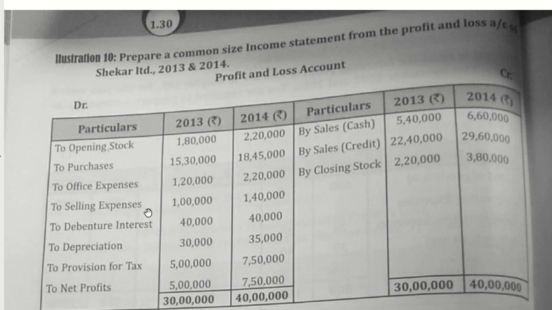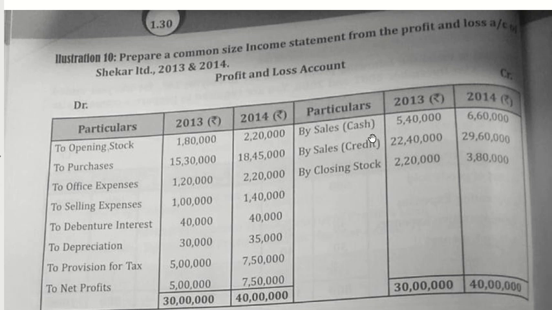Office expenses will come under your operating expense. Selling expense, again operating expense. Debenture interest. Debenture interest is what? You are paying interest to the debenture holder. So it's an expense for borrowing funds, so it is a finance cost. Depreciation comes under depreciation and amortization expenses. Then provision for tax. So basically after your profit before tax, you'll minus this to get your profit after tax.